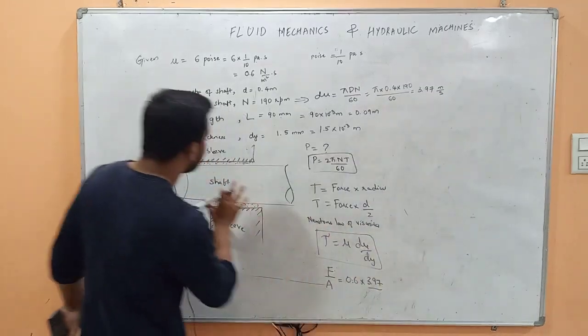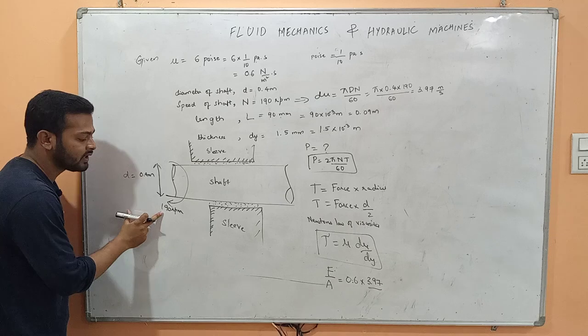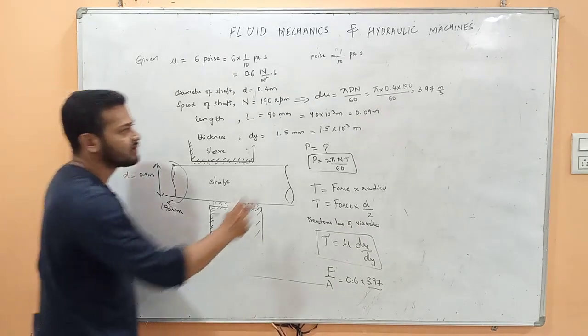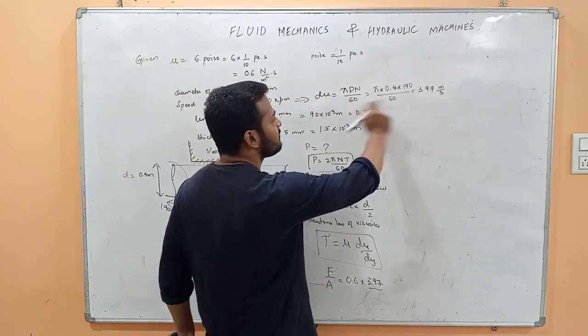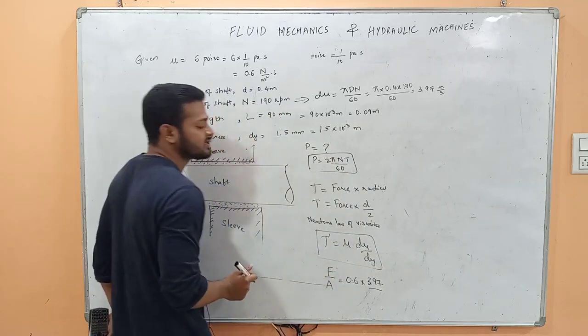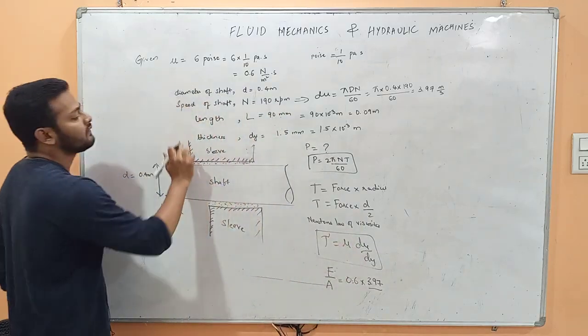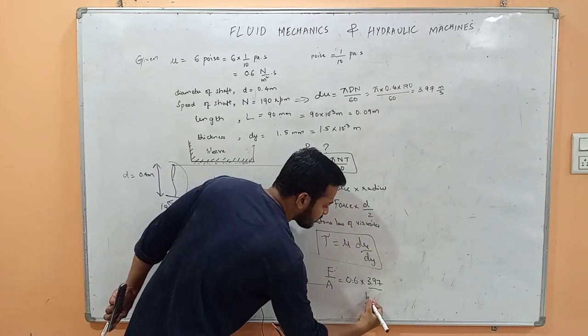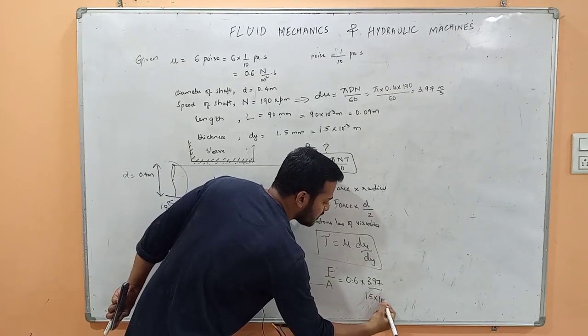Similarly, my shaft is rotating at 190 rpm. The diameter of the shaft is 0.4 meters, so you can find out the velocity pi dn by 60. I got it as 3.97 meters per second. dy is given in the question as 1.5 into 10 power minus 3.